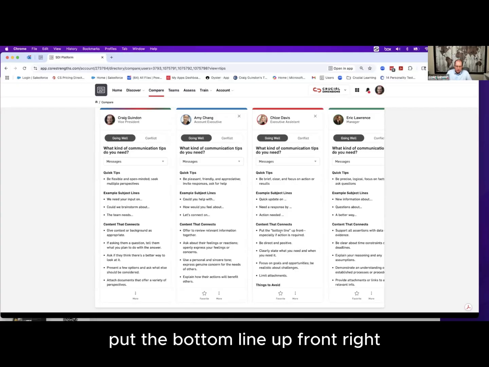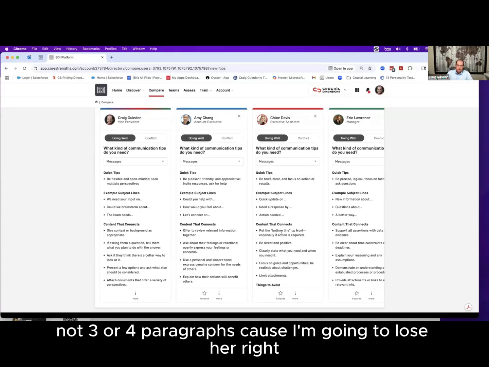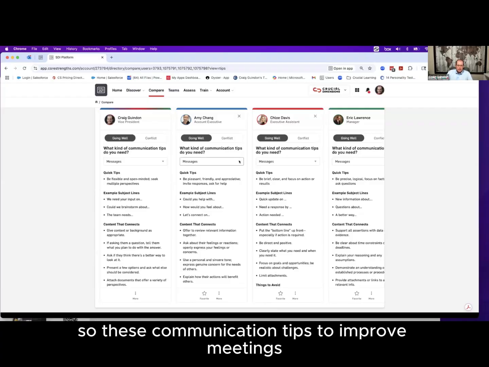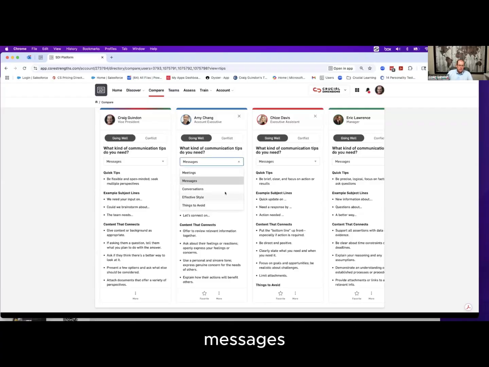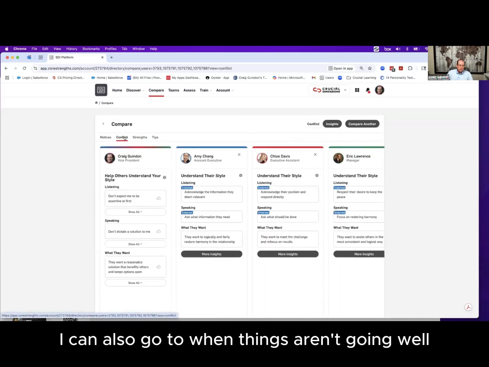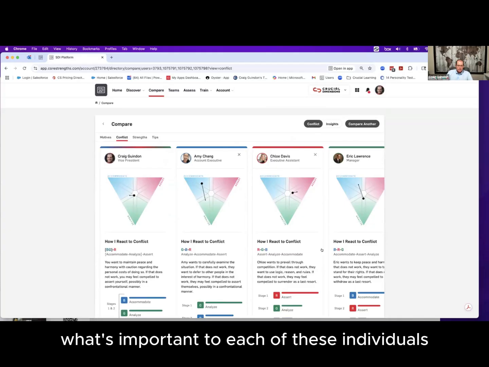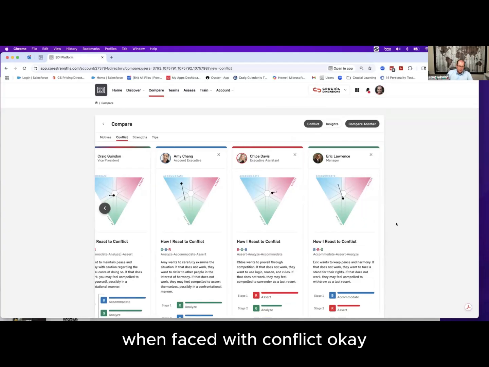Put the bottom line up front, right? Maybe if I'm writing an email, I'm going to keep it to 3 or 4 bullet points, not 3 or 4 paragraphs, because I'm going to lose her, right? So these communication tips to improve meetings, messages, conversations, and things to avoid, knowing what's important. I can also go to when things aren't going well, and I can look at what's important to each of these individuals when faced with conflict.